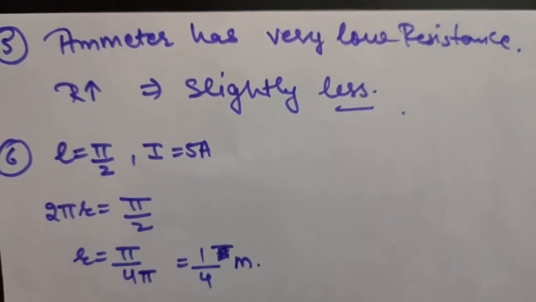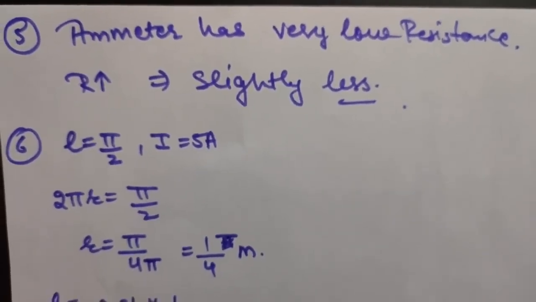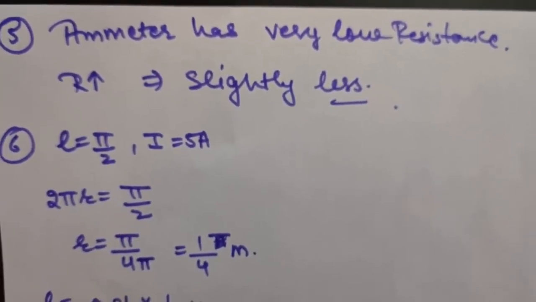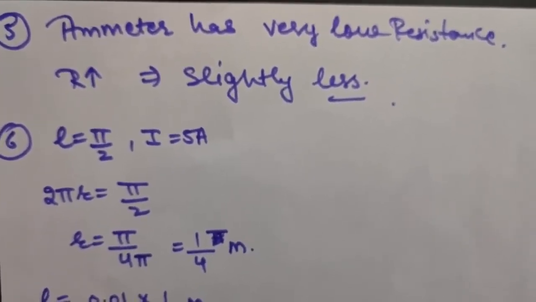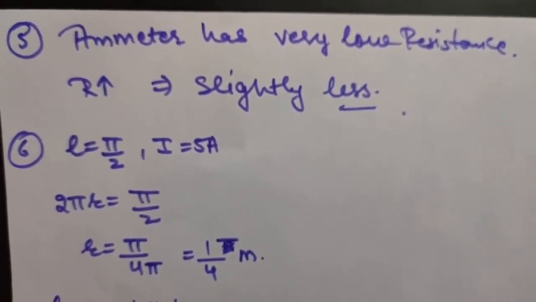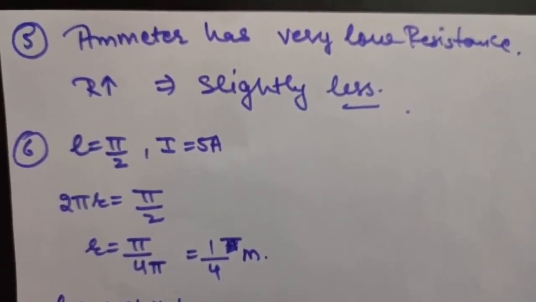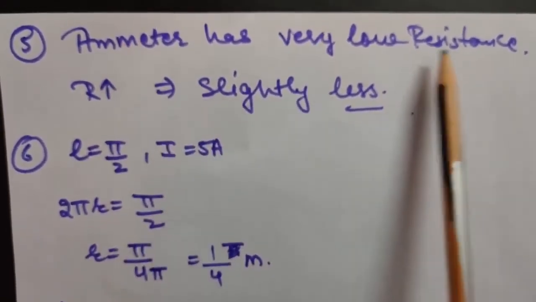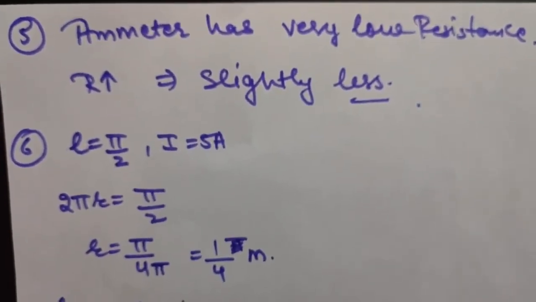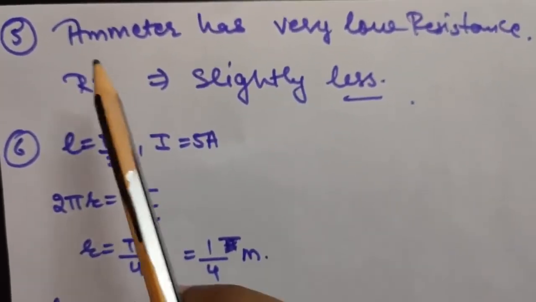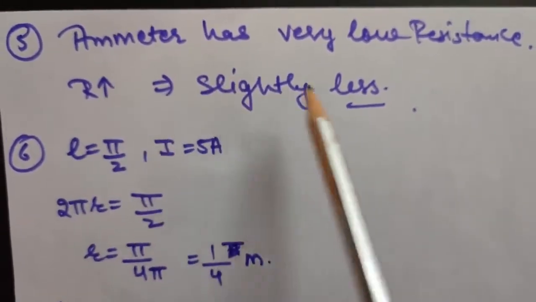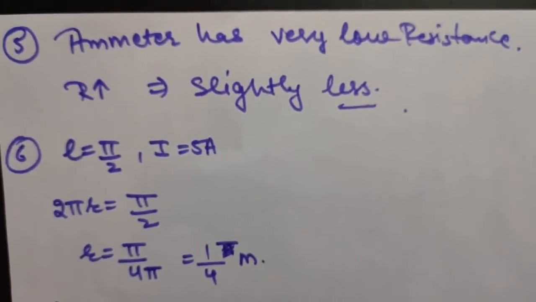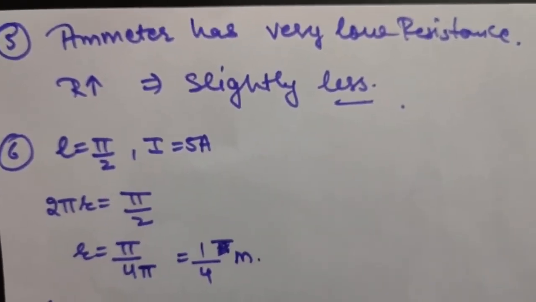Okay, so question number 5 says, when you connect an ammeter in a circuit, does it read slightly less or slightly more? See, although an ammeter is a very low resistance device, it has some resistance due to which the overall resistance in the circuit increases slightly. So as you know, if the resistance increases, that means current will decrease slightly. Therefore, the ammeter reads slightly less current, due to a small increase in resistance because the ammeter also has some resistance.